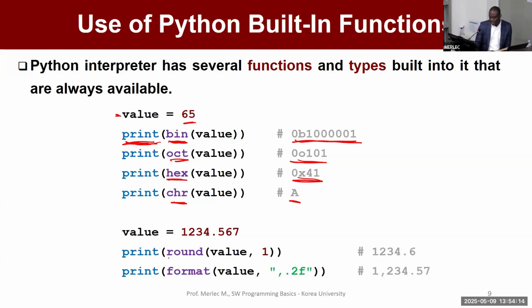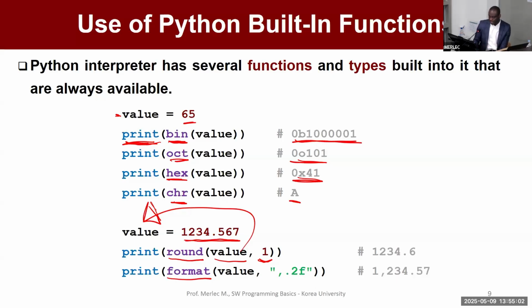In the other case, I have explained how to use round, which will take a decimal point number, as it is shown on the screen. The first parameter is the value that needs to be rounded. The value here will come from this variable, which is value, that is used to store this decimal point number. And then we want to round it with 1 digit after the decimal point. So the result will be like this: 1234.6.